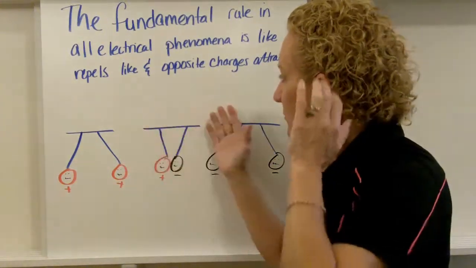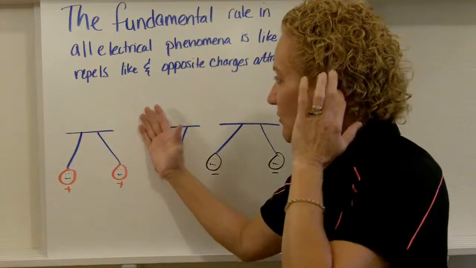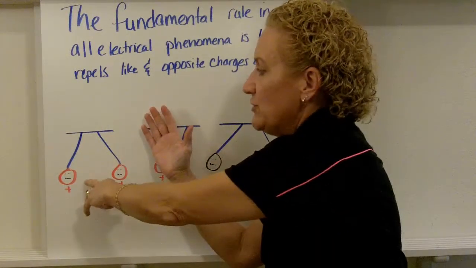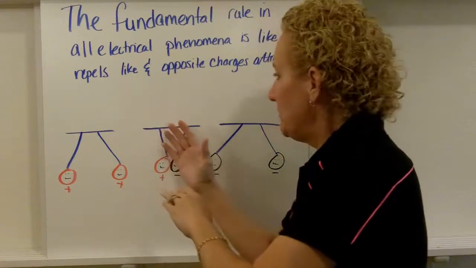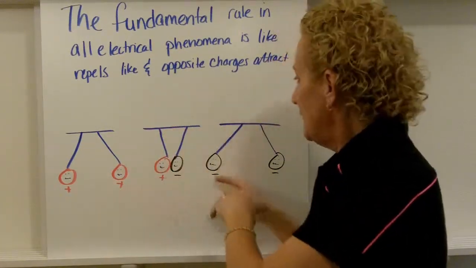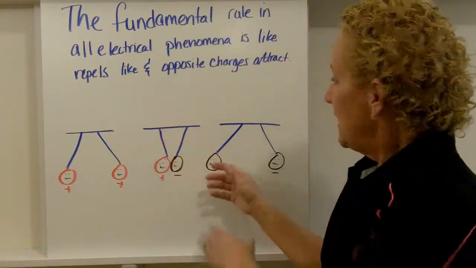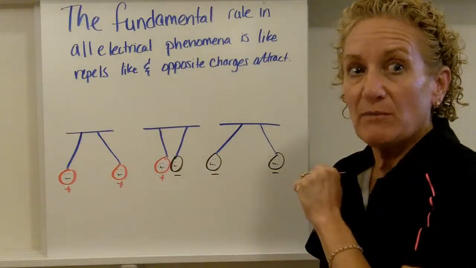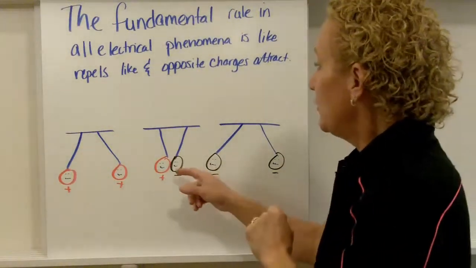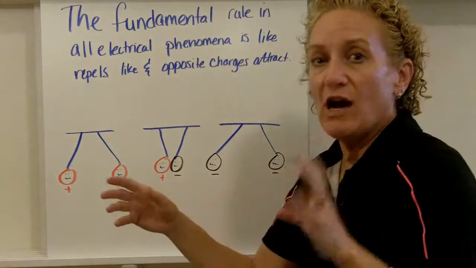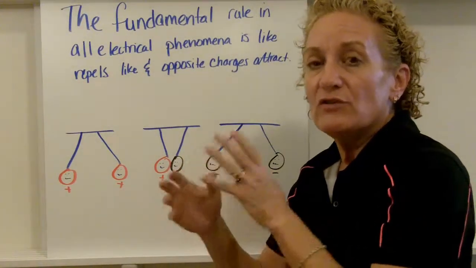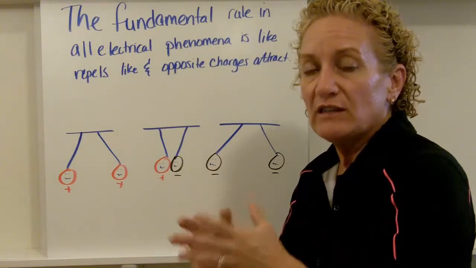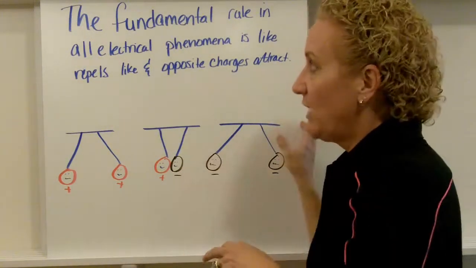So these are three separate pictures. I don't want you to think there's interaction here, but you have two like charges. They want to be as far away from each other as possible. These two are both positive. These two are both negative. In both cases, they want to be as far away from each other as they possibly can. In the middle here, you have a positive and a negative. So they're unlike charges. They're opposite charges. They're going to attract. So that's the fundamental rule for electricity: like repels like and opposites attract.